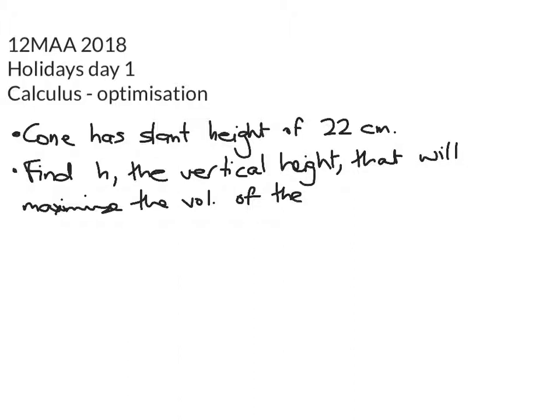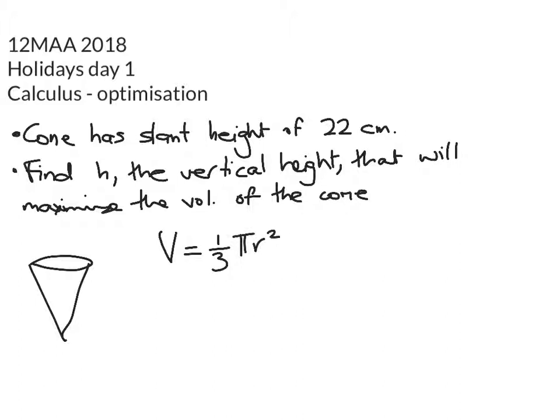So the first thing that we need to do is to draw a picture of a cone. So there's my very bad picture of a cone. If you're really bad at visualising, go and get an ice cream cone out of the cupboard and have a look at it. The next thing we need to do is to say, well, what is the formula for the volume of a cone? So the volume of a cone is equal to 1/3 pi r squared h.